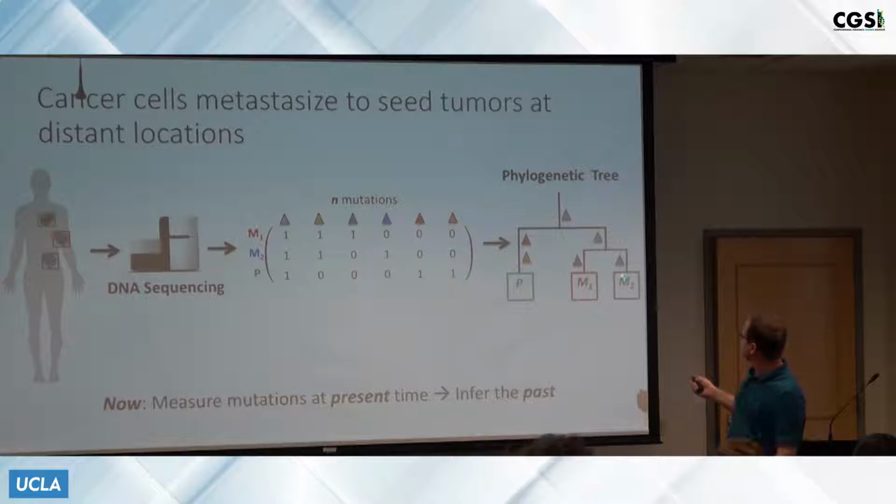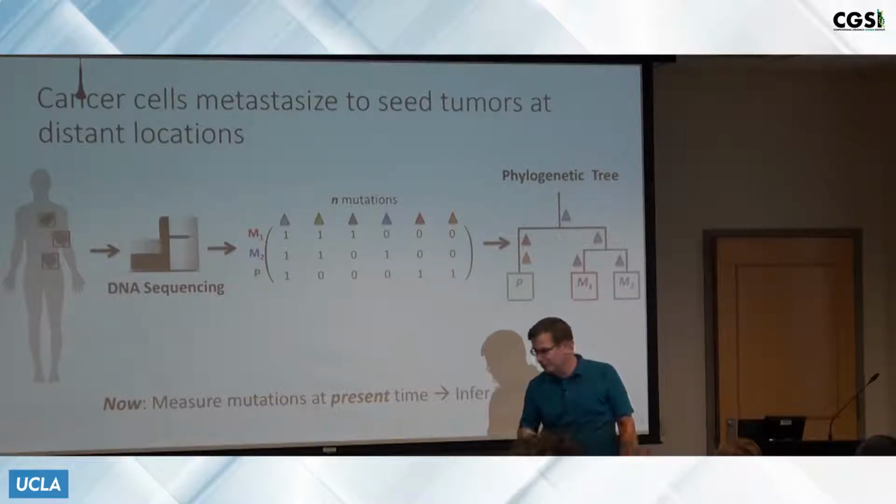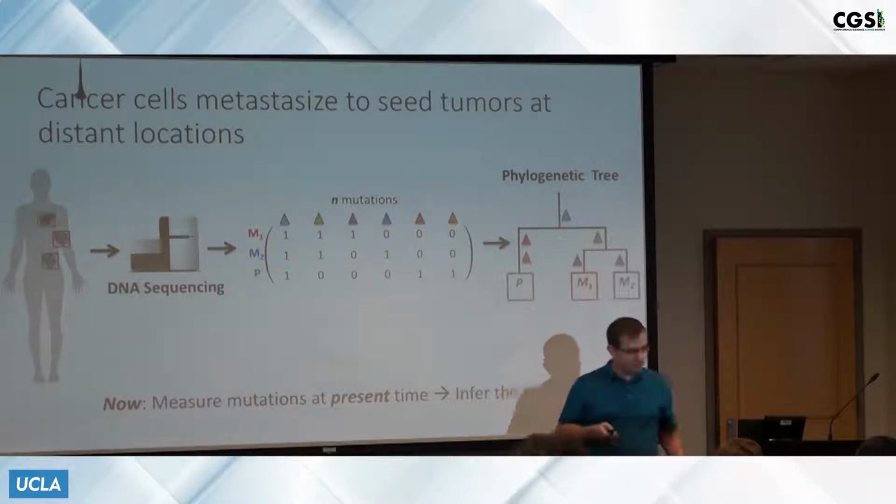Like we might see that, look, in terms of the mutations, these 2 metastases are more related to each other than they are to the primary tumor. And maybe that tells us something about how these metastases formed and migrated.